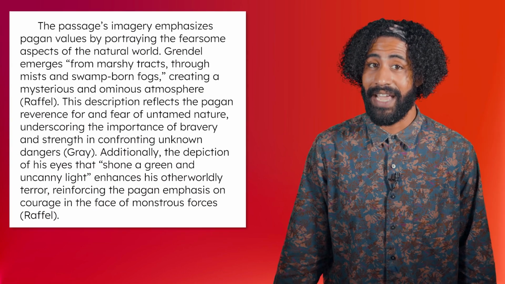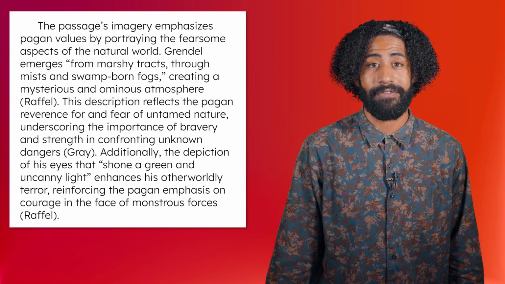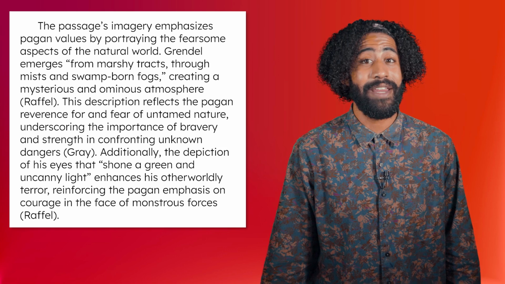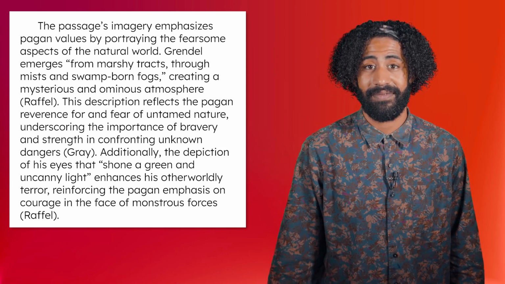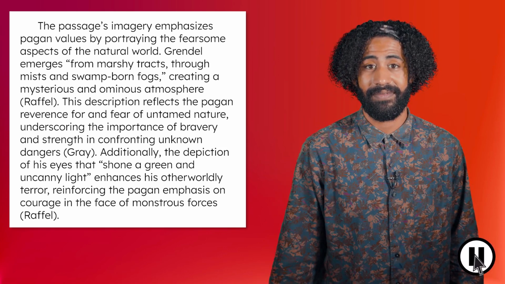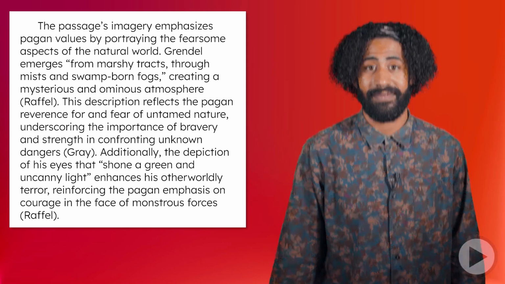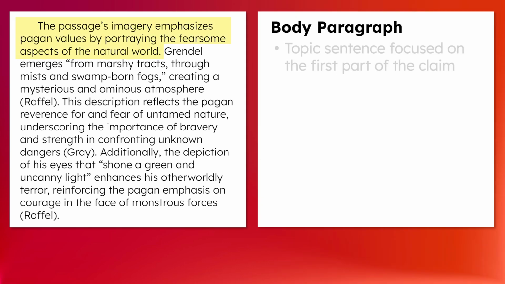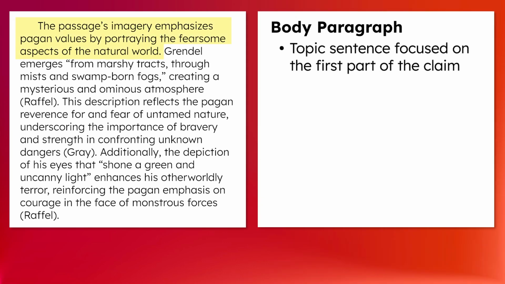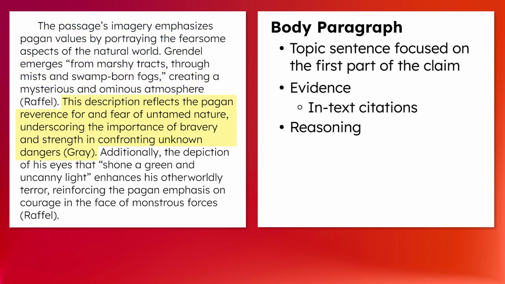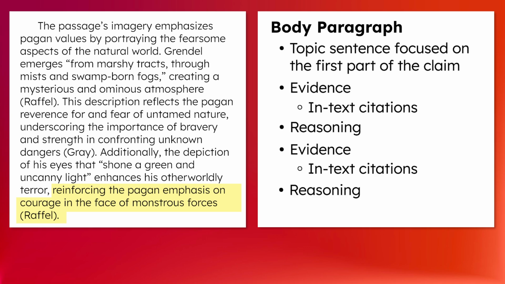Check out what this student has included in the first body paragraph. Pause the video to read and make notes about what you notice. The paragraph begins with a topic sentence focused on the first part of the claim. Then, we've got some evidence from Beowulf with reasoning that explains how it supports the claim. Even more evidence is included to add some historical context, once again using in-text citations and reasoning.